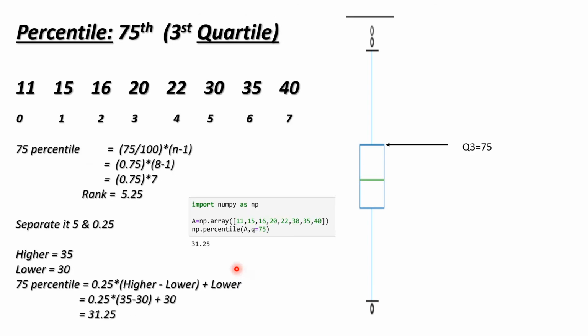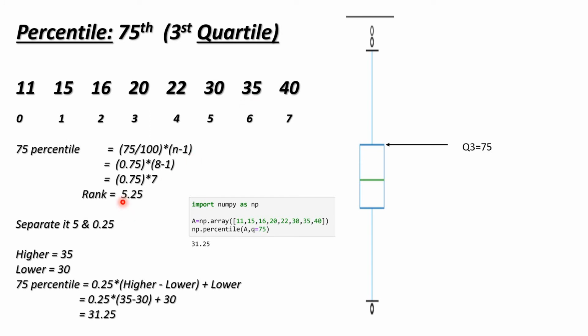Now we'll see the last one, and we'll stop the session over here. That is the 75th percentile, the third quartile, this one, right? This is the first quartile, second quartile, and third quartile, that is the 75th. So we have the data points over here, it is 8 data points we have. Now we are calculating the index of this one. So we got 5.25, this is the index. 5.25 means between 5 and 6, between 30 and 35 we have the 75th percentile, right?